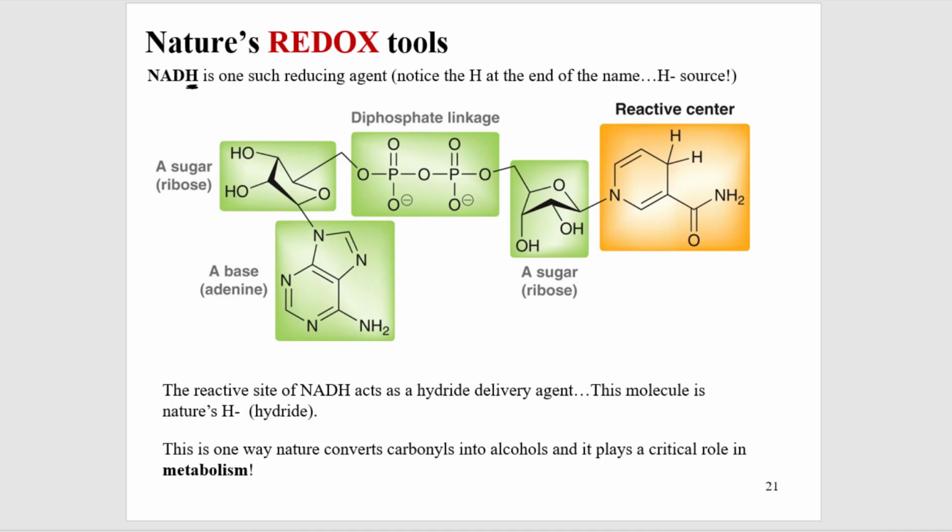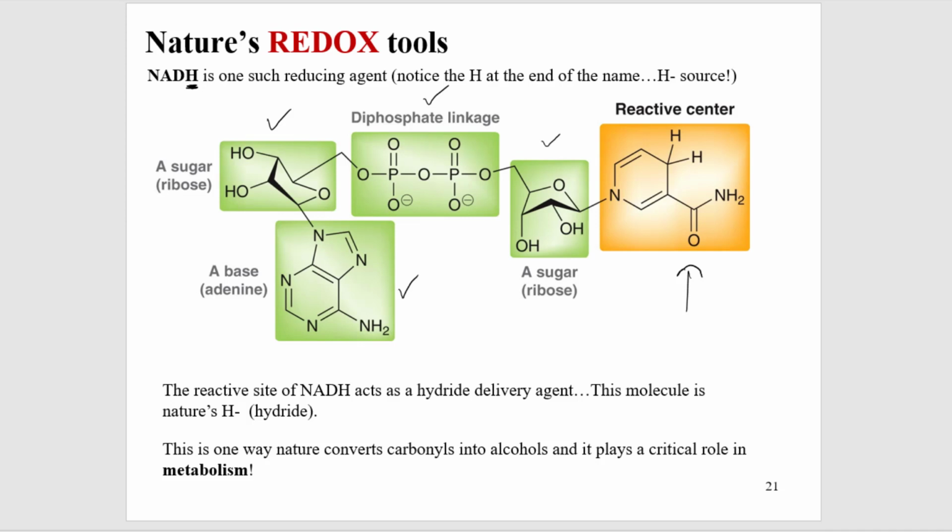And in green, you'll see there's a sugar, there's a base, adenine, and then you have a diphosphate linkage here, and then you have another sugar, but none of that in green is part of the reaction. The reactive center of NADH is far to the right in orange. So the reactive site acts as our H minus delivery system.